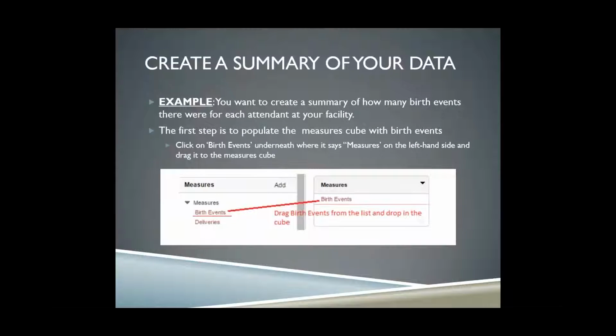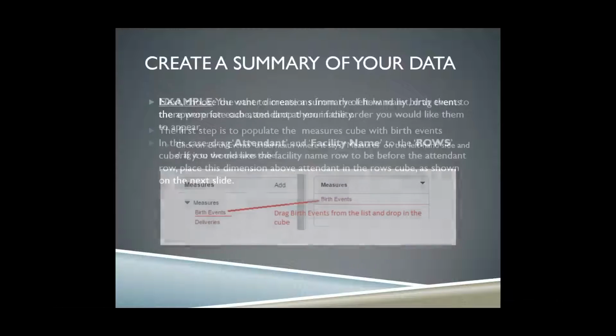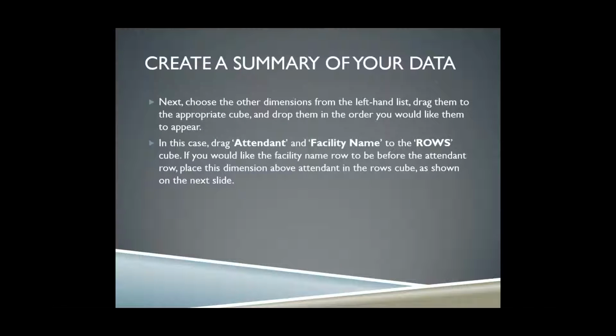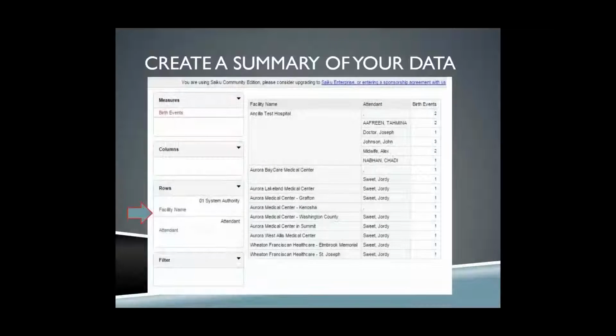So as an example, if you want to start, typically you probably want to do birth events. So you would click on birth events, and similar to pivot tables, you literally drag it over into the measures area. The next thing you want to do is choose the appropriate dimension. In this case, we can do attendance and facility name. As you can see here, you can drag it down into the rows area. Again, very similar to pivot tables. They're almost using the same nomenclature here.